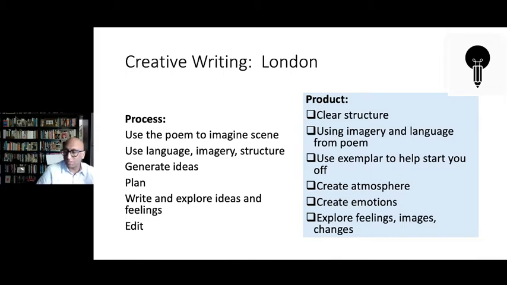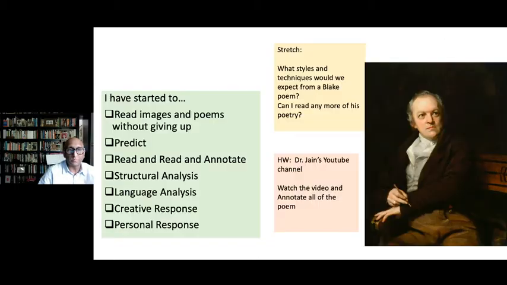So please take this opportunity to pause. This is your exercise. This is the extended task. You should spend at least half an hour on this, hopefully more, if you want to write something strong. So to end, you've looked at some of Blake's poems today, and you've read two of his poems. You've learned to predict, read and annotate. You've thought about how to read structure and language. You've had personal responses, and now you've had an extended creative response.